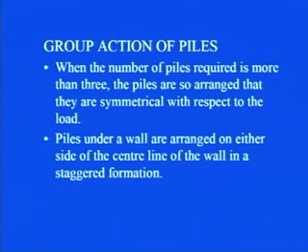Then piles under a wall are arranged on either side of the center line of the wall in a staggered formation. You see, the wall will be following a particular straight line. So, let us say this is a straight line. The piles which will be provided will be this way on either side of that particular straight line, because only then the CG of the arrangement of the piles will be able to coincide with the line loading which will be coming from the wall.